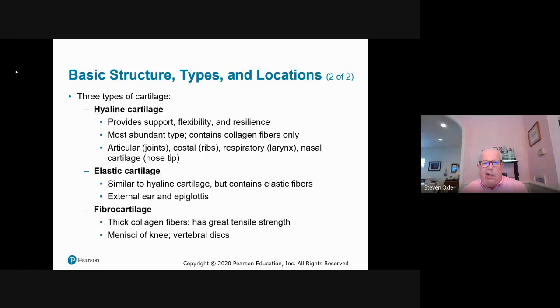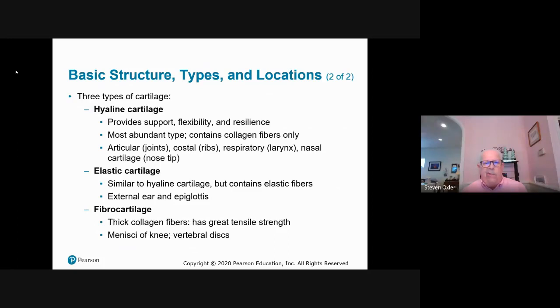Hyaline cartilage. Hyaline cartilage is the most abundant. It provides support, flexibility, and the ability to stretch and recoil, otherwise known as resilience. Okay? It is in all joints. It is in your ribs. It is in your airway, your voice box, your bronchi of your lungs, and in the tip of your nose. Hyaline cartilage.